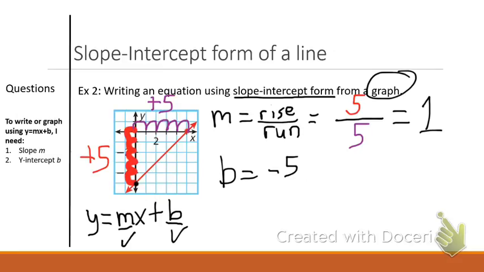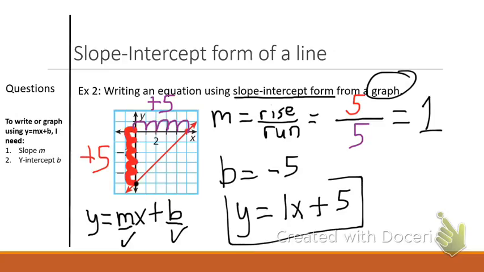So I put a check mark because I have B. I have M and I have B. I can write my equation. Y equals positive 1x plus negative 5. And again, we don't have to write that 1x, so you may as well see it without that 1, but I'll leave it in here for training purposes. And now we have our equation written in slope-intercept form of a line.